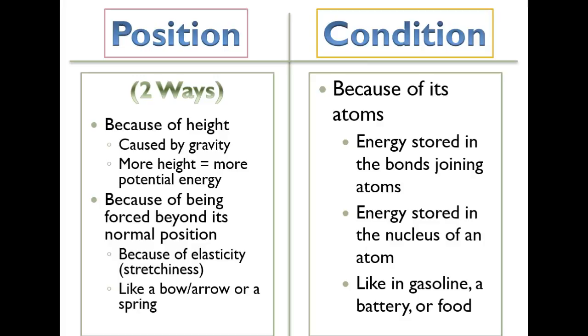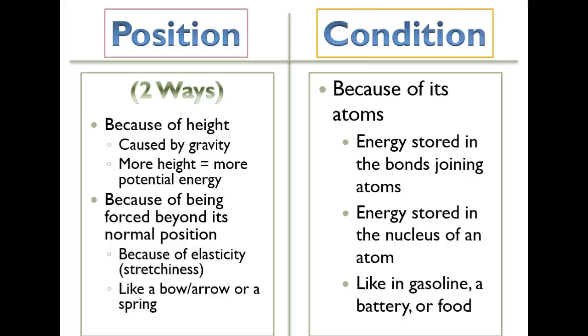So let's review. You can have potential energy either by an object's position or its condition. Position can be because of height. Put it high up, gravity can pull it down. And the higher you put it, the more potential energy is stored there. Or the more mass the object has, that also gives it more potential energy. You can also take an object and force it beyond its normal position. We call this elasticity. A bow and arrow or a spring is a good example of this.